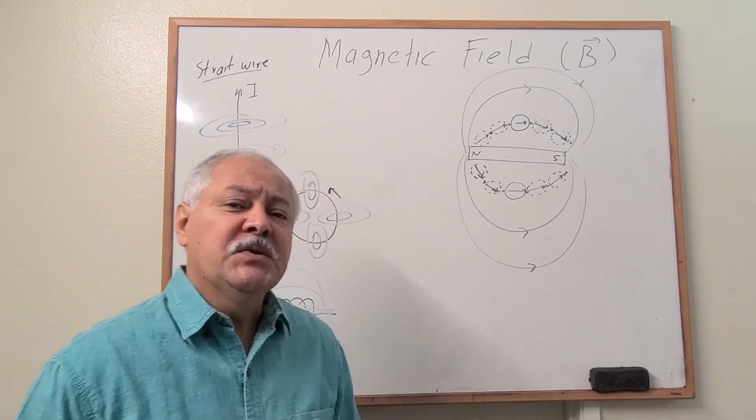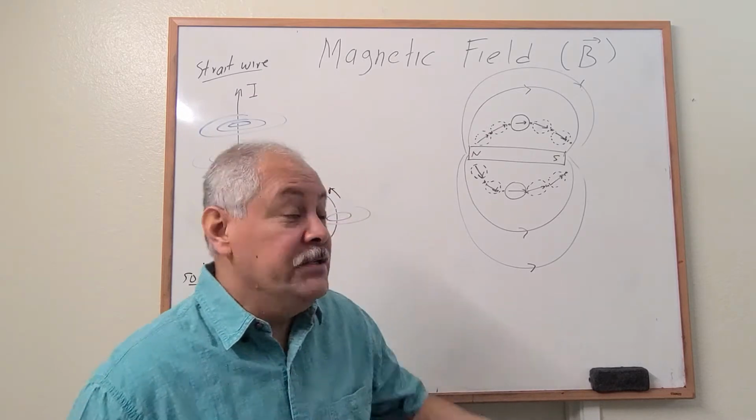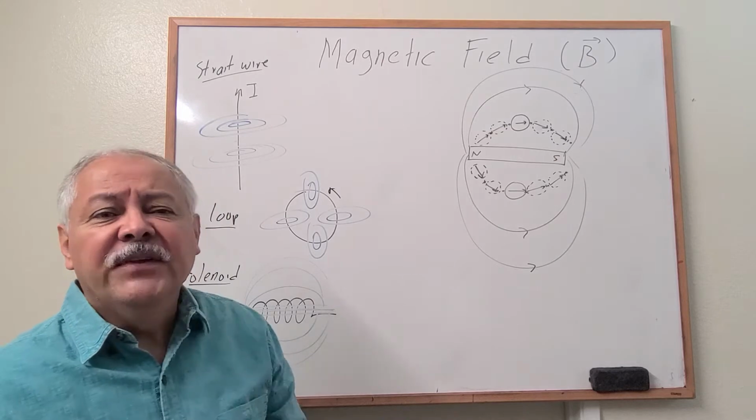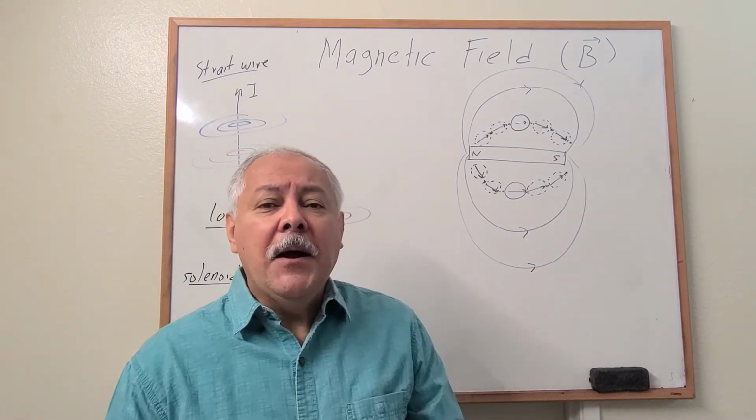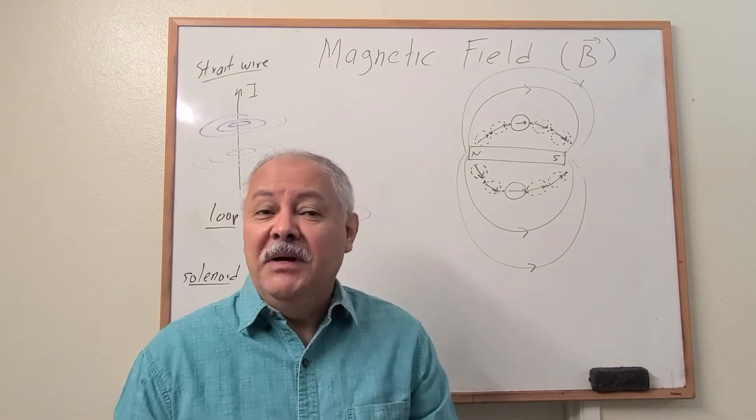Okay, let's go for the next experiment. It's going to be the magnetic field, symbol B. As we know, the magnetic field is created when we have charges in motion. Charges in motion produce the magnetic field.